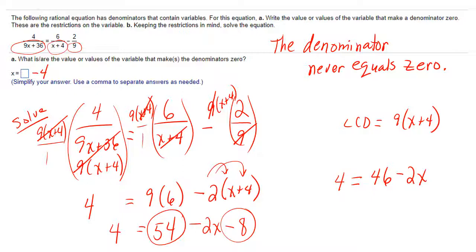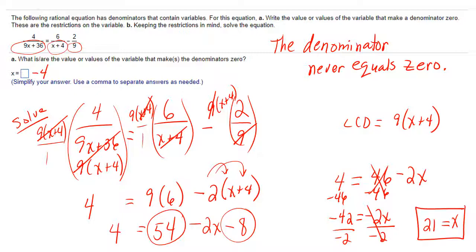Next, I will subtract the 46. And 4 minus 46 is negative 42. I would then divide by negative 2, and my solution is positive 21. Now that is the true solution since it does not contradict the restriction. Had my answer been negative 4 and my restriction was negative 4, this equation would have no solution. Good luck.